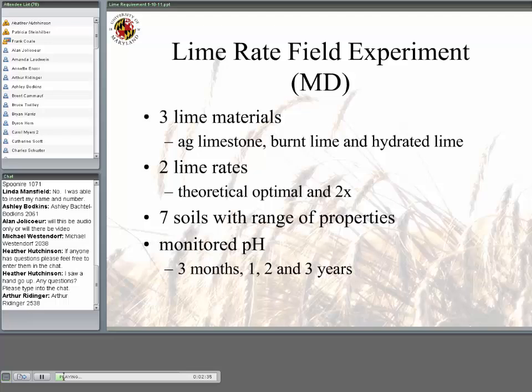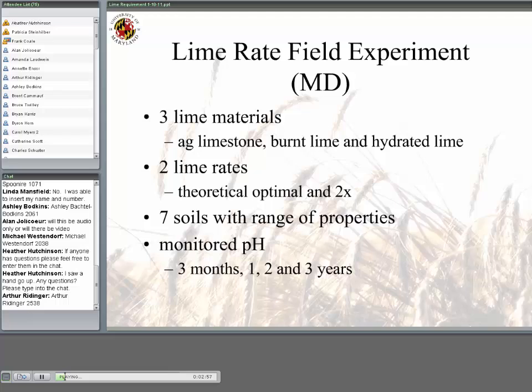This was a lime rate field experiment done in Maryland. Three lime materials were part of this experiment. They looked at a traditional ag limestone, a burnt lime, and a hydrated lime. They looked at 2 lime rates. They had an idea of what the theoretical optimum was, so they looked at what that was for each soil as well as twice that rate.